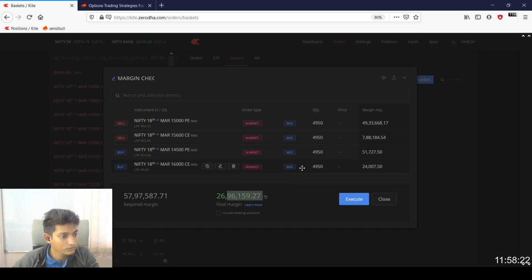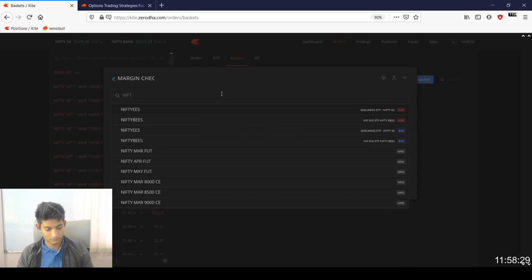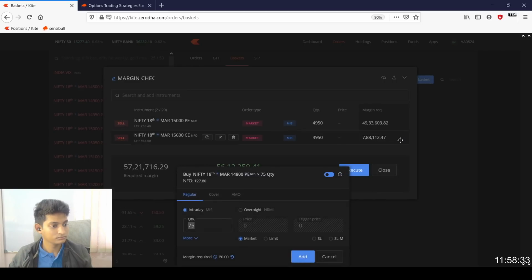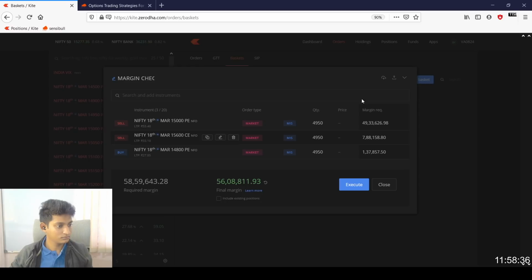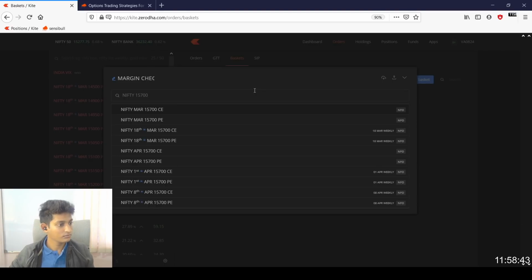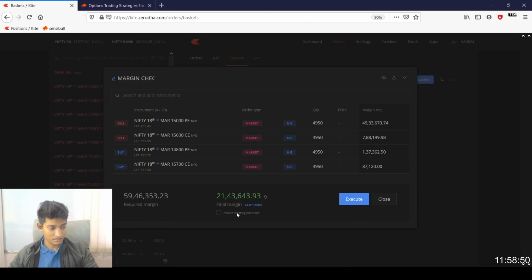Now, what do we do? What happens if our hedge is closer? Like we make it only 200 points away. Now we're keeping the hedge only 200 points away. Then the margin required will be lesser. So this is basically how it works.